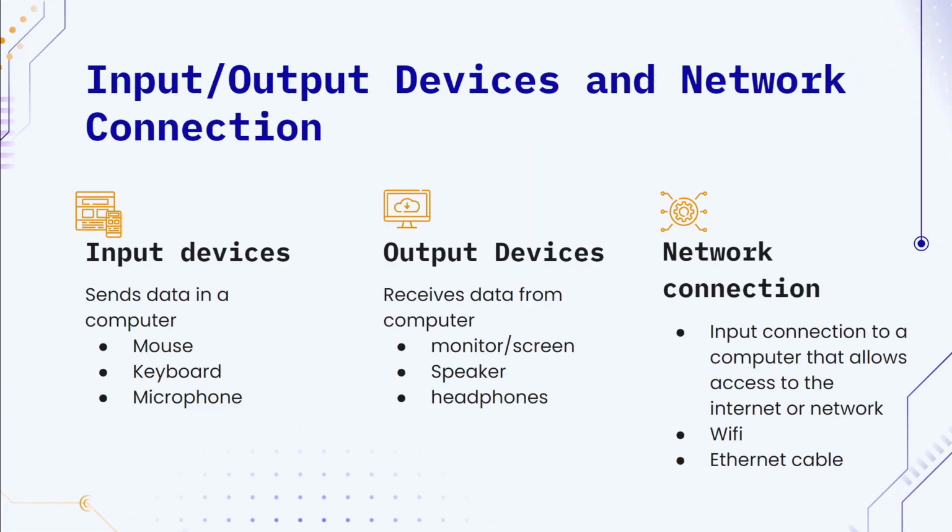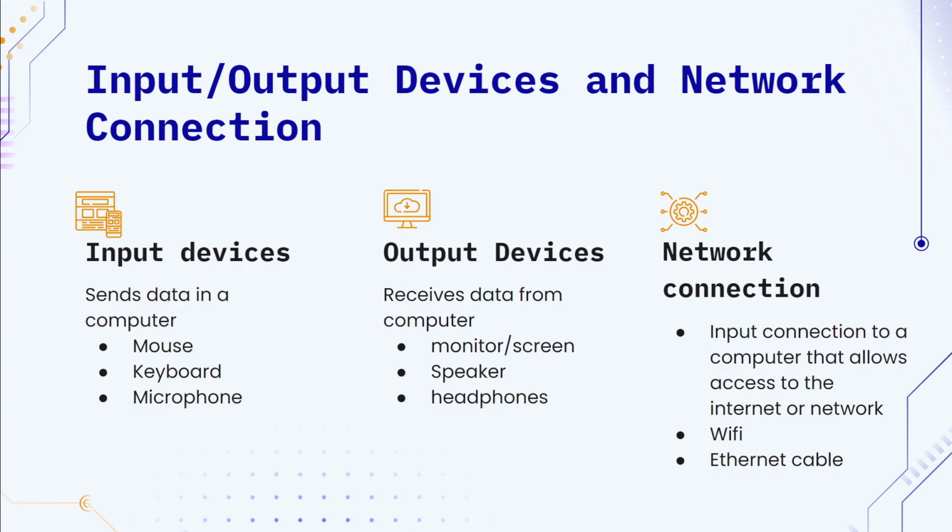Now we have input and output devices. An input device is any device that you plug into your computer and sends information into your computer. So for example, your mouse. You plug your mouse into the computer, you move it left, the cursor moves left. So it's giving information from the mouse to the computer. Same thing with the keyboard. You type some characters in, and it sends that information to the computer.